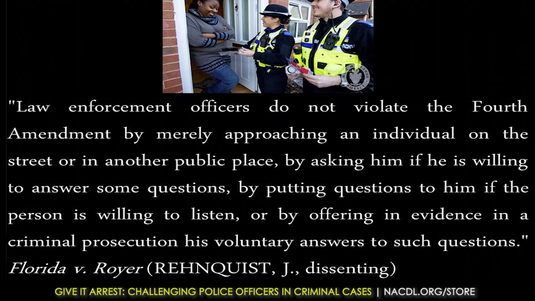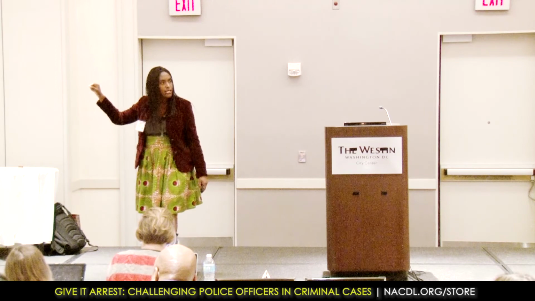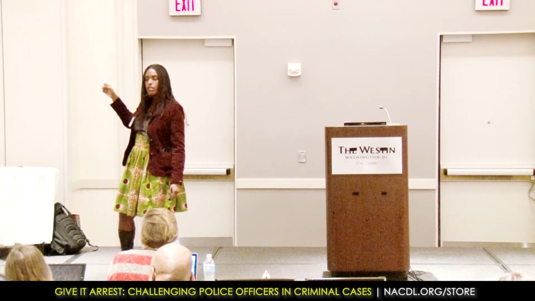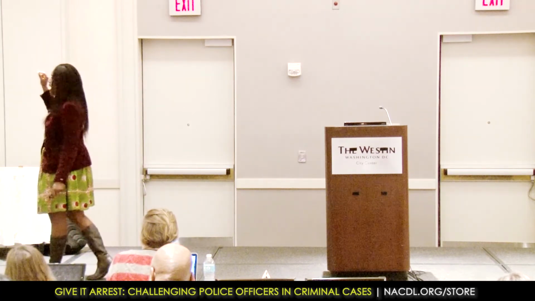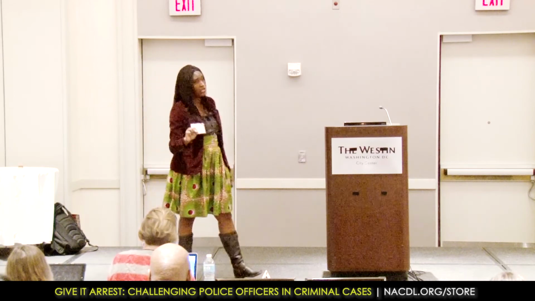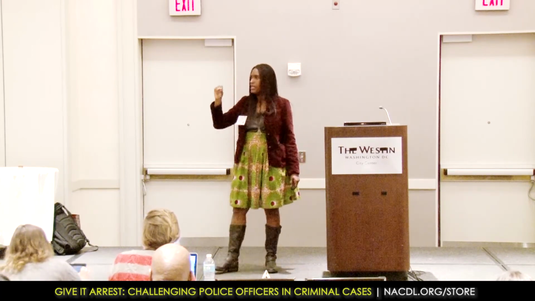To determine whether or not an encounter is consensual, it depends on whether there's a show of force, whether the client's in a particularly vulnerable state, whether they've been subjected to police pressure, whether they're a member of a minority group with a strained relationship with police officers. Yes, I put that there. I know most people don't put it in their motions, but it should be there. Does the client have a history of traumatic interactions with the police? Yes, I know it's not a subjective test, but if you want to make an analysis to any of the civil cases, it can be subjective. You will lose at this point, but it doesn't mean that we can't win in the future. And a pattern of police engaging in a discriminatory practice, which is a little bit harder to prove and something that you have to contemplate when you first get the case because it takes a lot of time to gather that information. So all of those things determine whether or not an encounter is consensual.